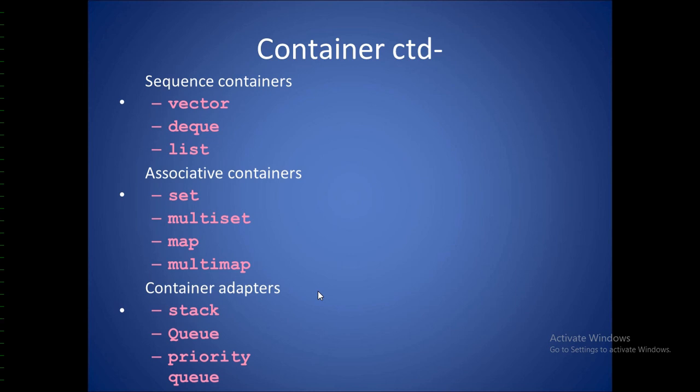Container adapters. Container adapters are also called derived containers, meaning they are derived from the other containers. They are stack, queue, and priority queue. What about stack? Stack works last in, first out. Queue works first in, first out. And what about priority queue? In a priority queue, the first element out is always the highest priority element.